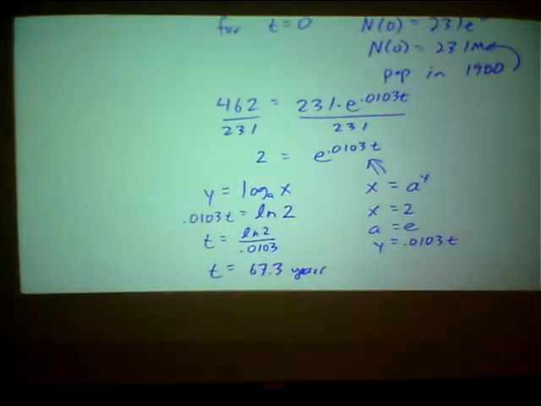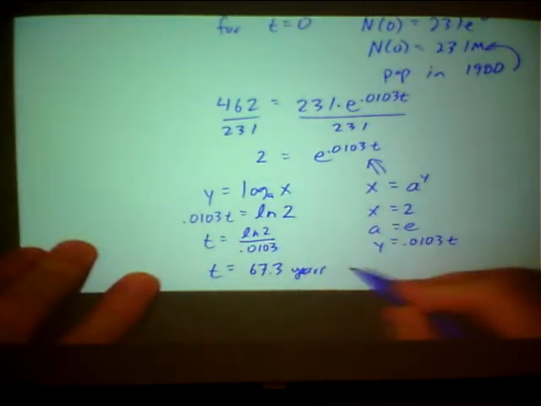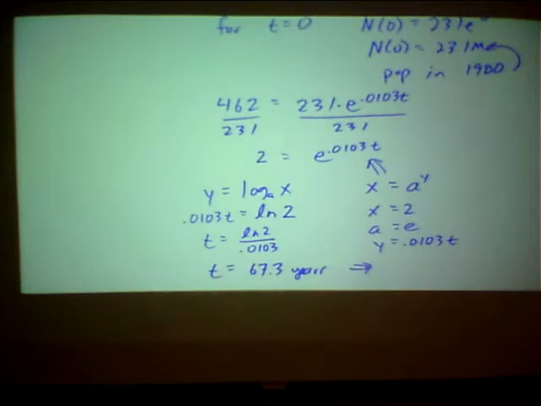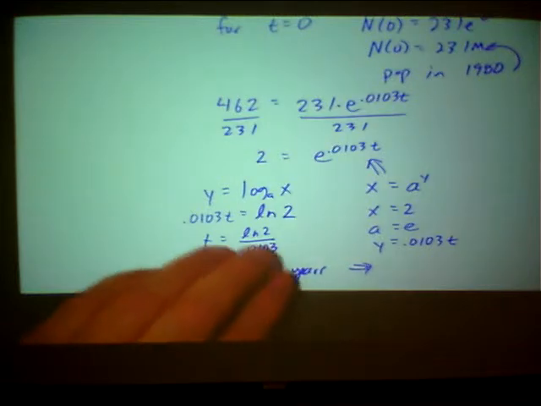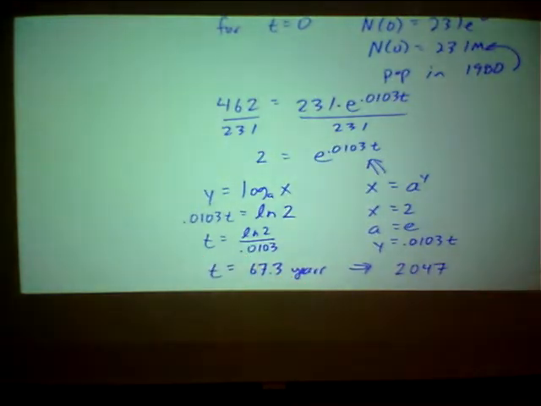And I want to make sure I answer the question. It says, when will the population be twice? Well, I have to add 67.3 to 1980. So the actual year when it doubles will be 2047. Does it tell me to round? Let's just leave it a year, around 2047.